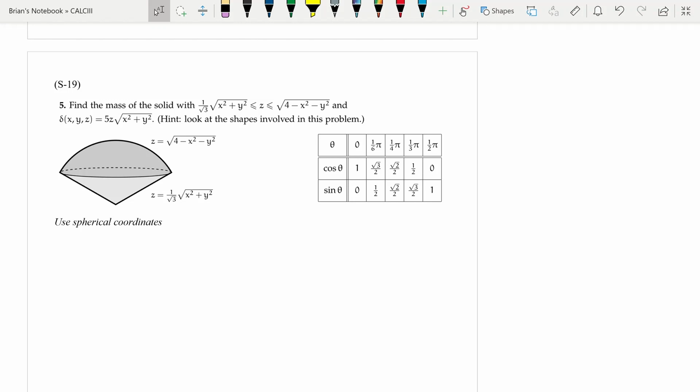Let's look at the shapes involved and use spherical coordinates. Okay. Try to digest this one as best you can. Let's think about it and talk about it.